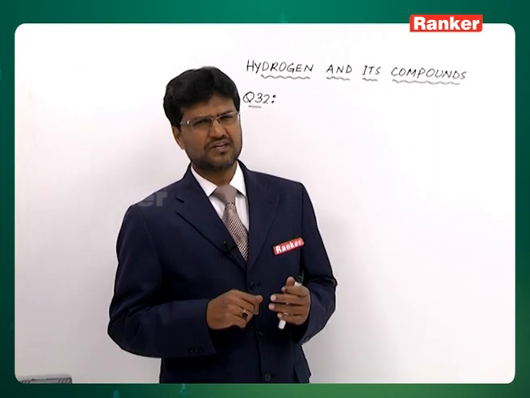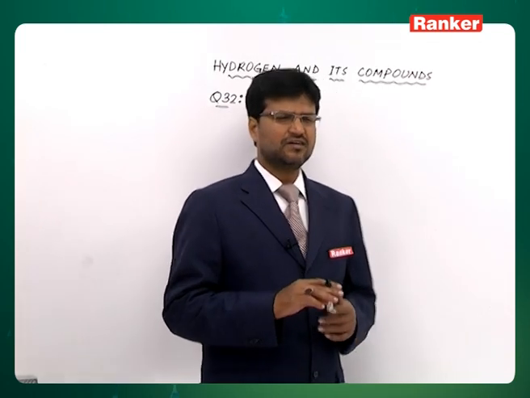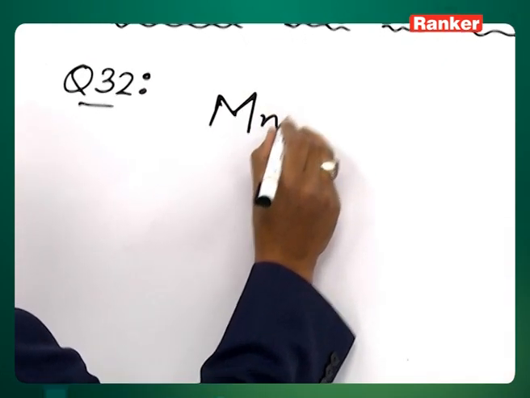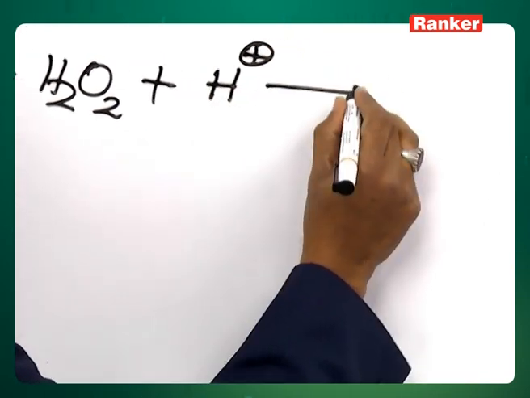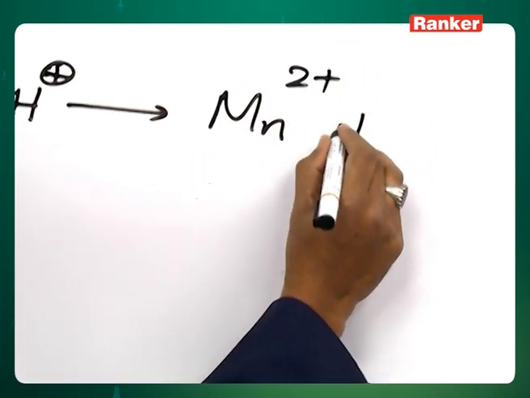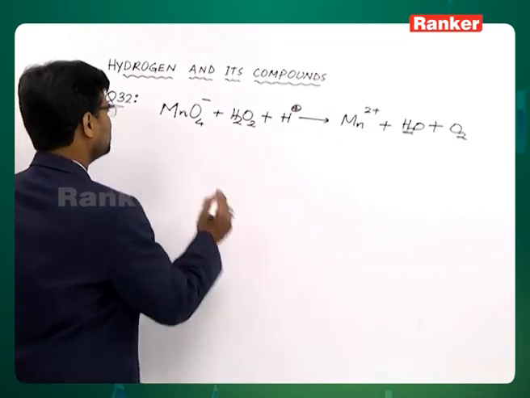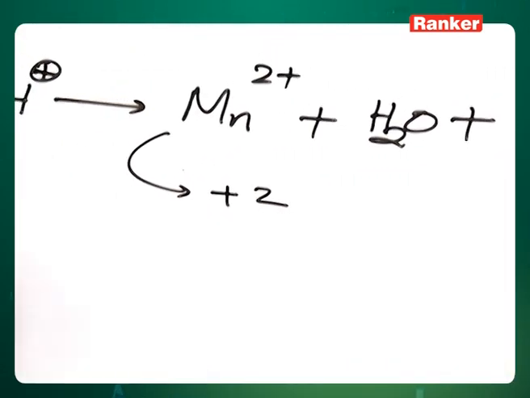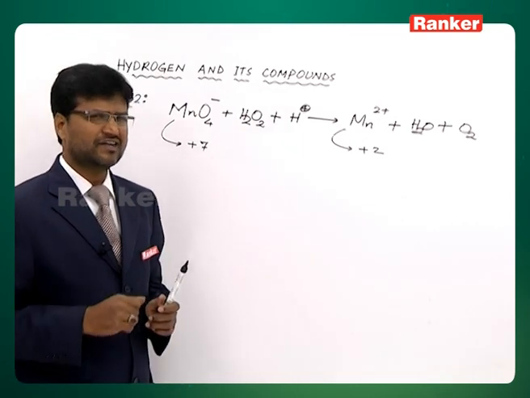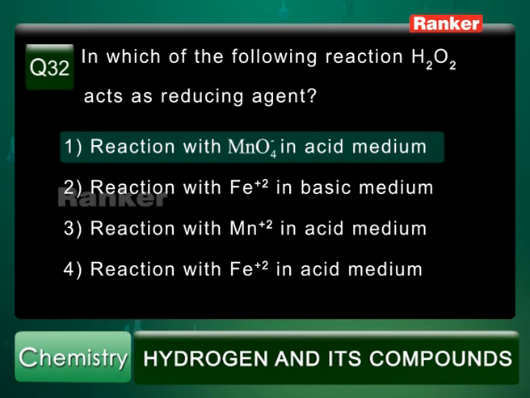Hydrogen peroxide can act as both oxidizing as well as reducing agent. With powerful oxidizing agents like potassium permanganate, it acts as a reducing agent. Look at the reaction. MnO4- plus H2O2 plus H+ gives Mn2+, H2O plus O2. So in this reaction, the oxidation state of Mn has decreased from +7 to +2. So permanganate is said to have undergone reduction, therefore H2O2 is said to have acted as reducing agent. This is reduced, so this is the reducing agent, H2O2. So the correct answer is first option, reaction with permanganate in acidic medium.